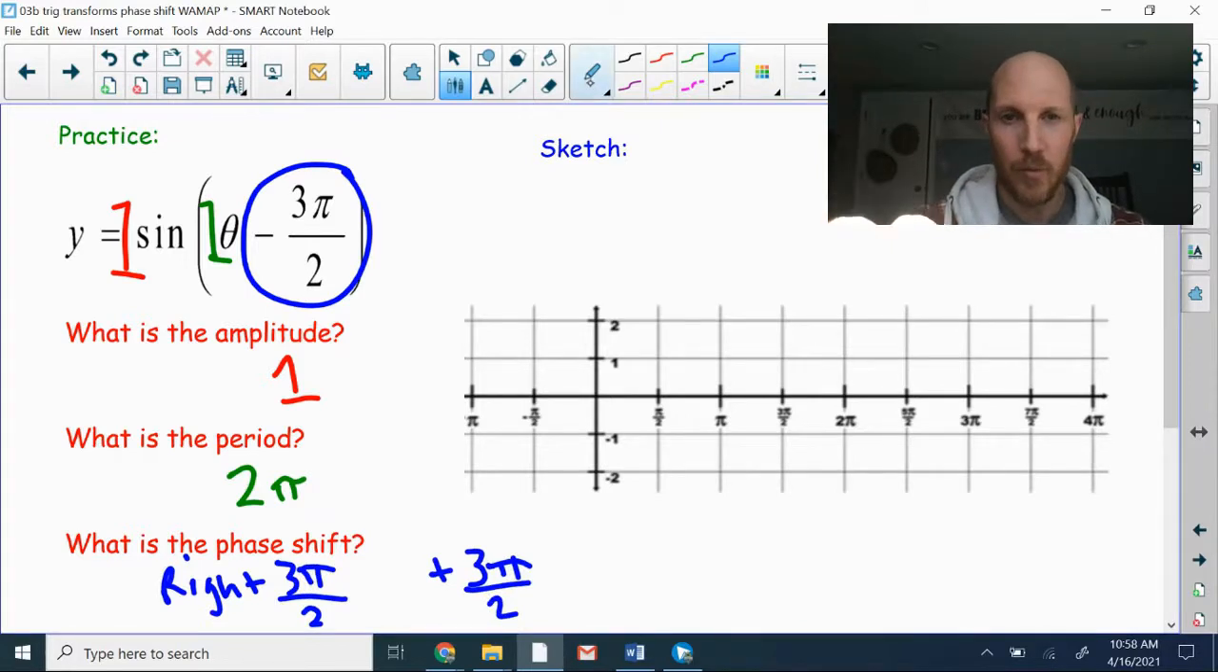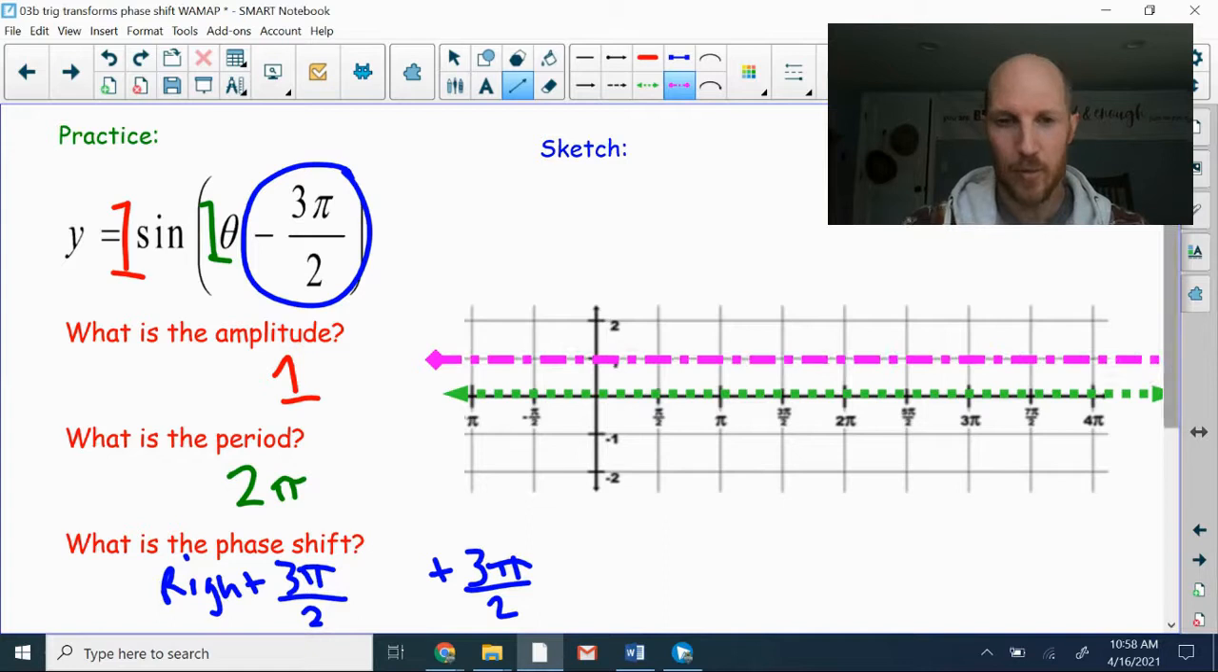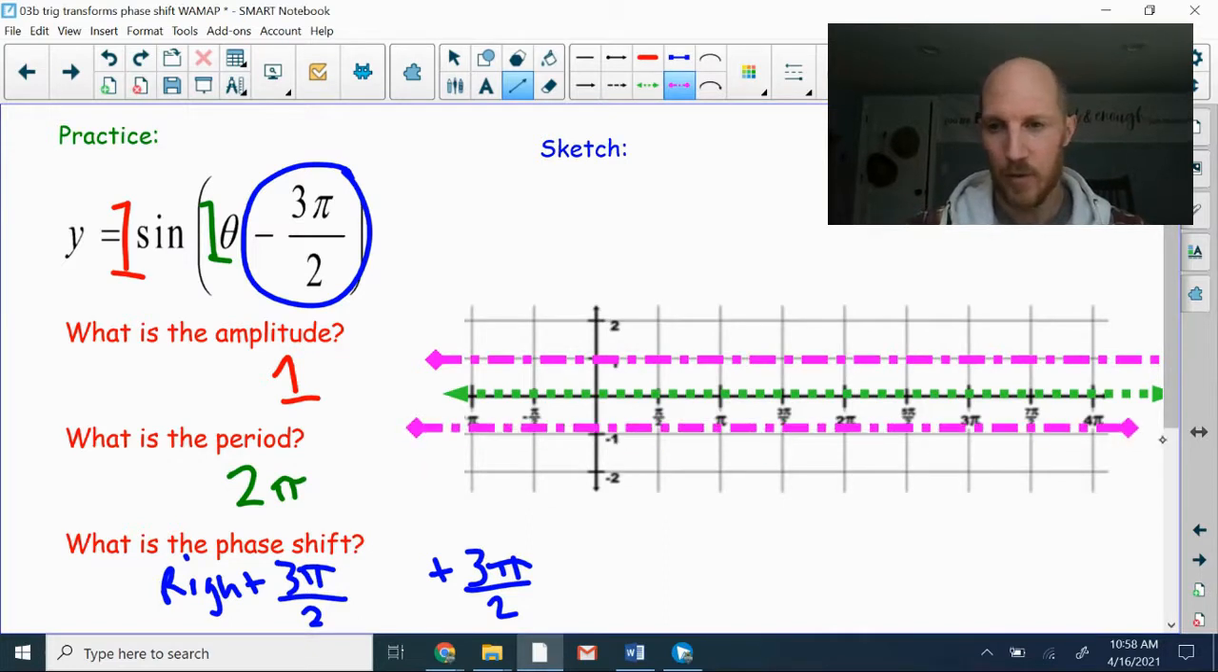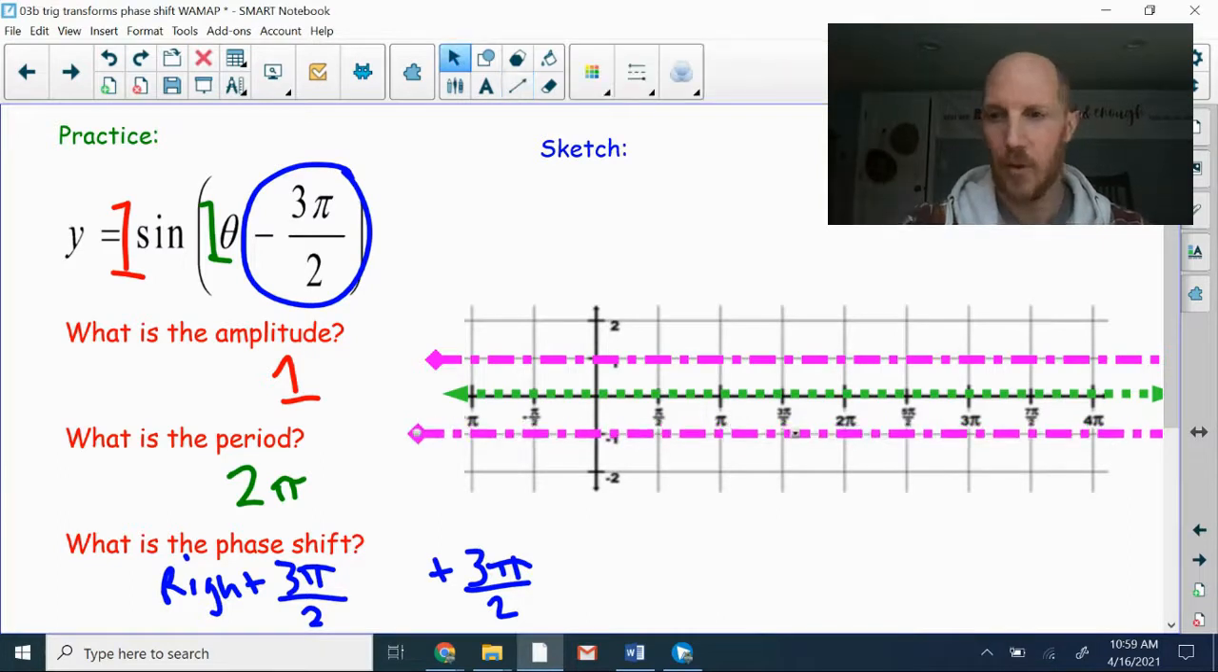Okay, so we're going to get some guidelines on this graph. Midline is going to be right down the x-axis. The amplitude is 1, so my maximum is going to be up 1, and minimum is going to be down 1. Missed that one a little bit.